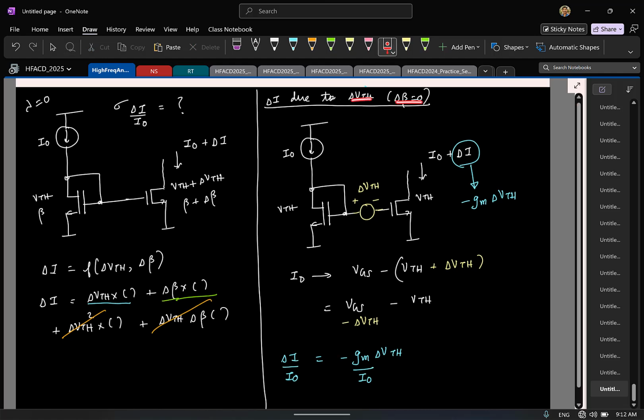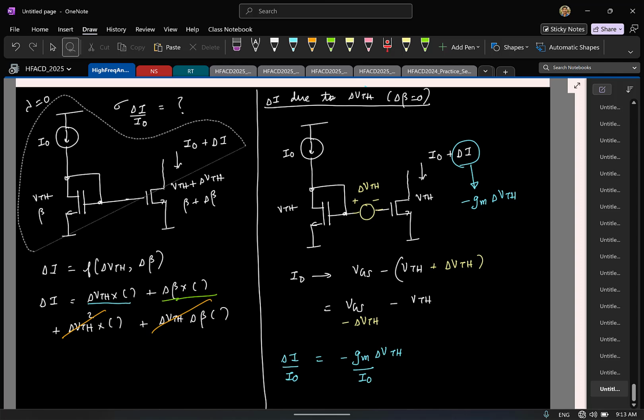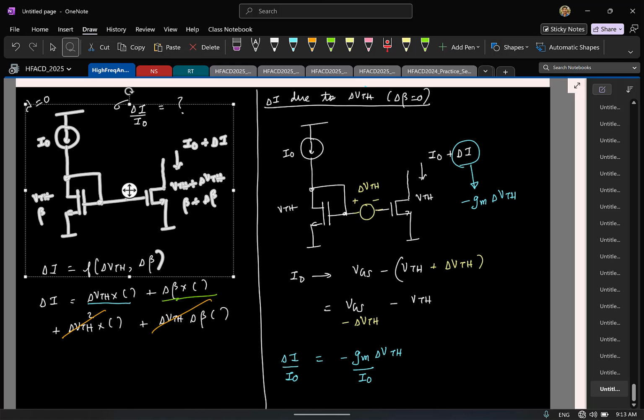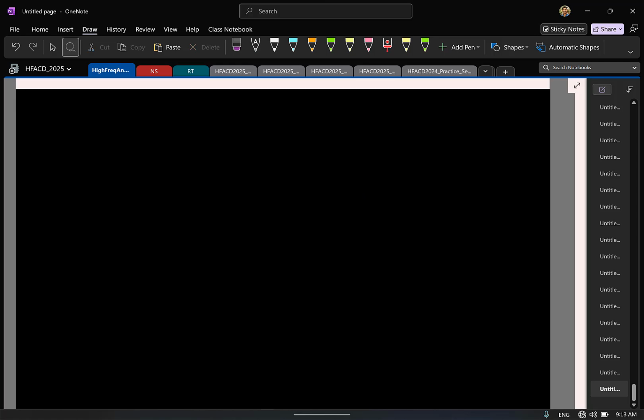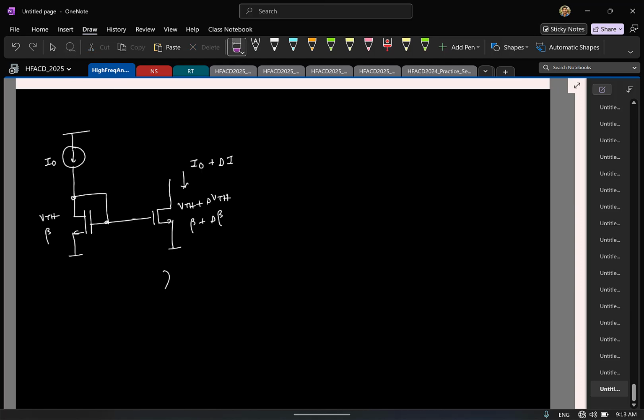Now let's look at the effect of delta beta. But before that, is this fine? The way we model delta VTH mismatch? The idea is to assume that the threshold voltages are identical, but the threshold mismatch is modeled as a change in your effective VGS. That's all. So then let's look at the effect of delta beta. I'll take the same. Now I'll assume that VTH is fine, but beta is the issue. So this is delta I due to delta beta.